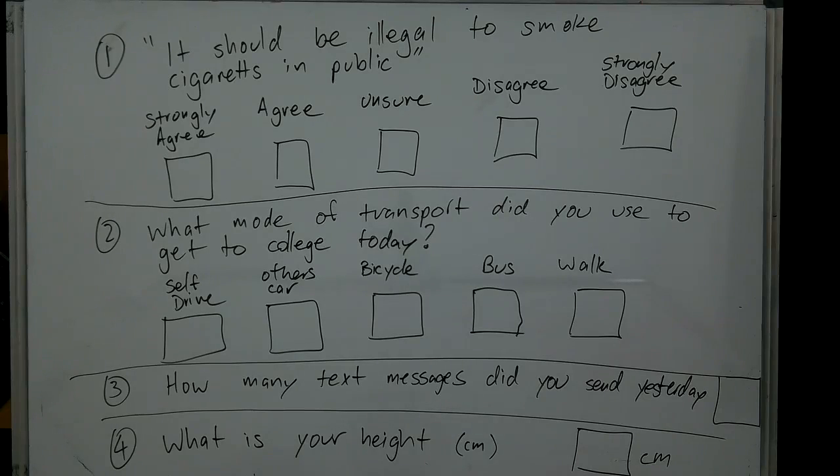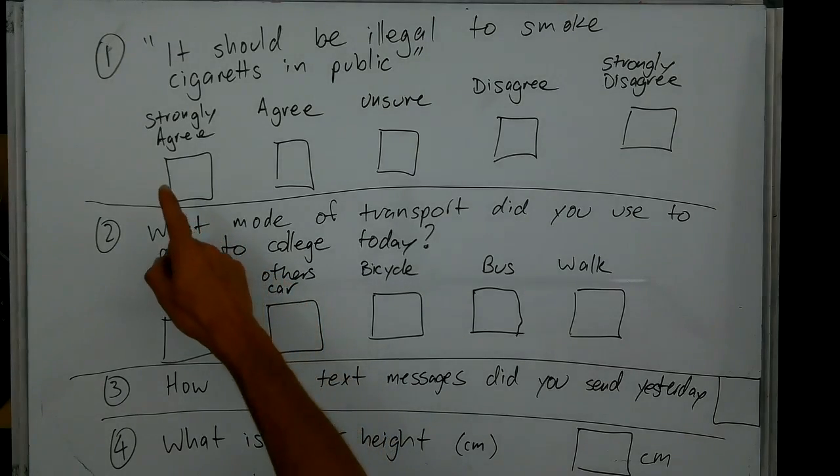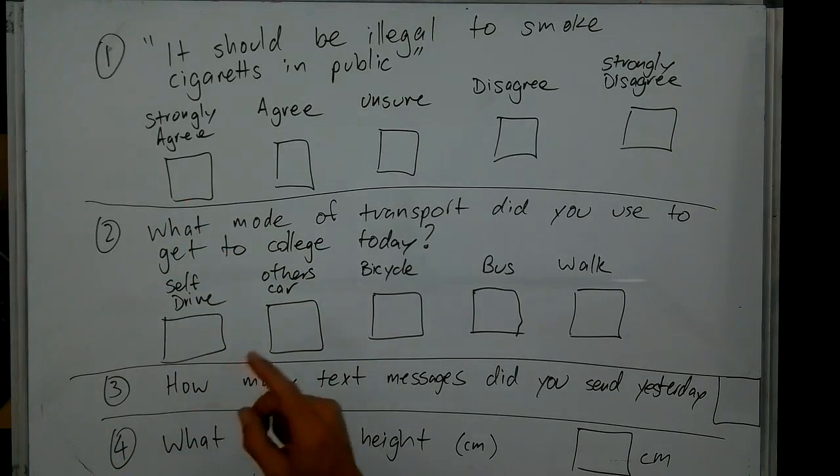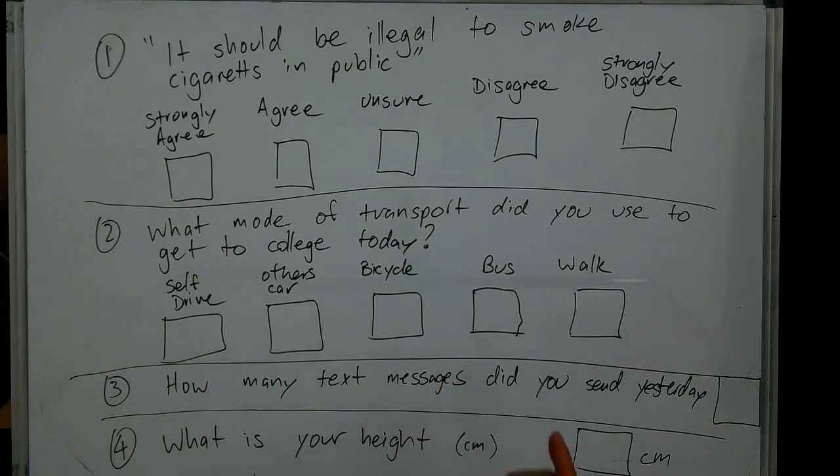Okay, so here is a little representation of a questionnaire in the textbook, just to give examples. The first question: indicate your level of agreement with the following statement. It should be illegal to smoke cigarettes in public. And our options, the actual data being collected, is either strongly agree, unsure, disagree, strongly disagree.